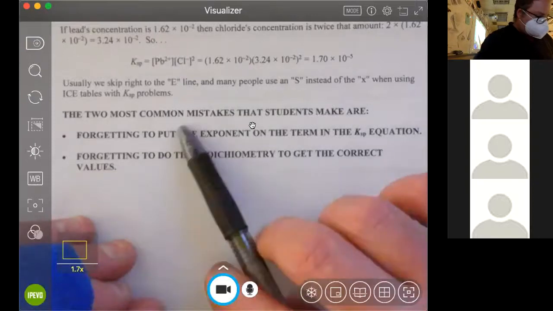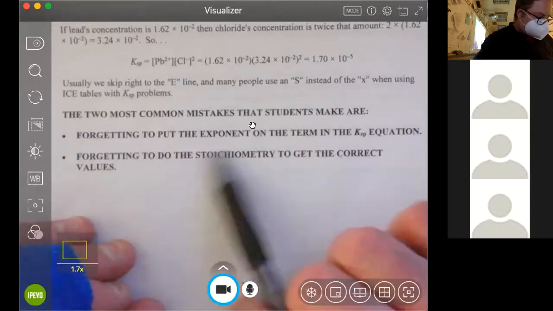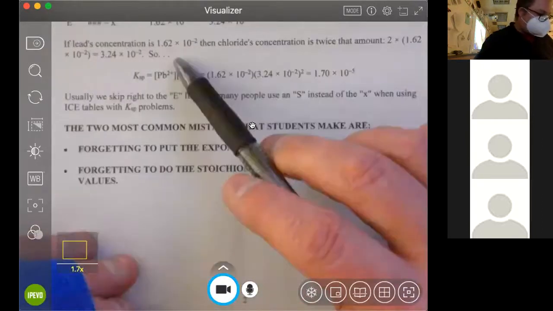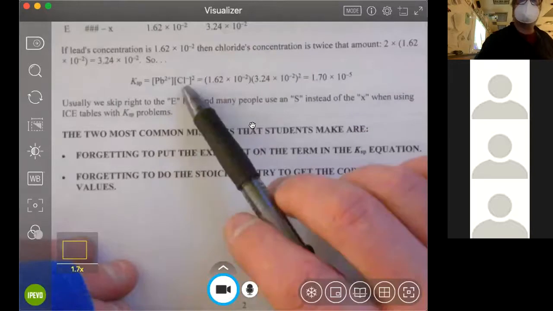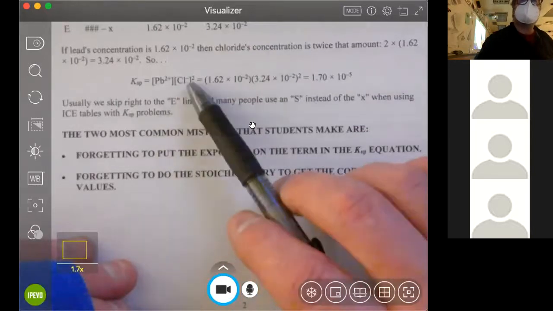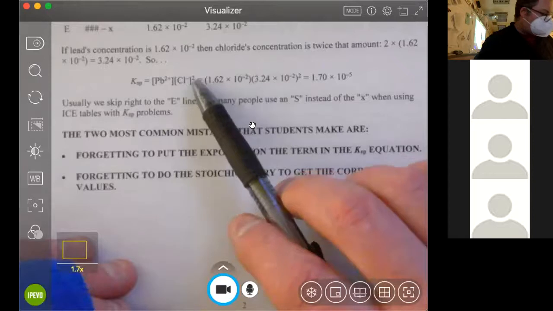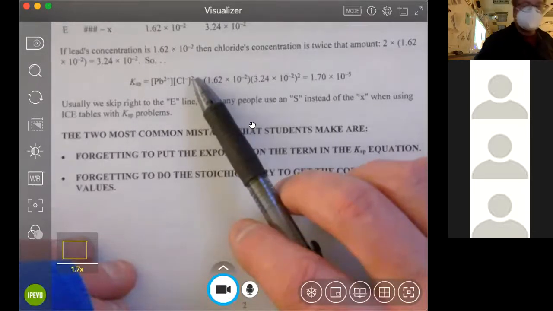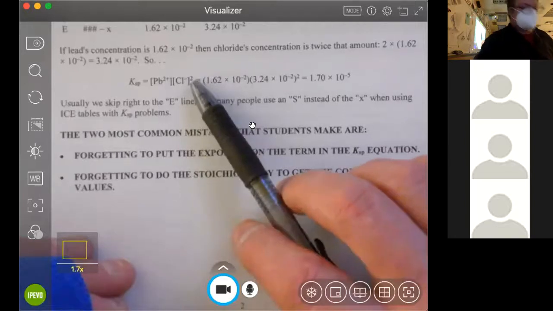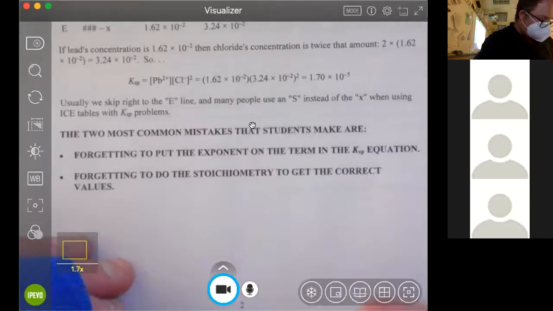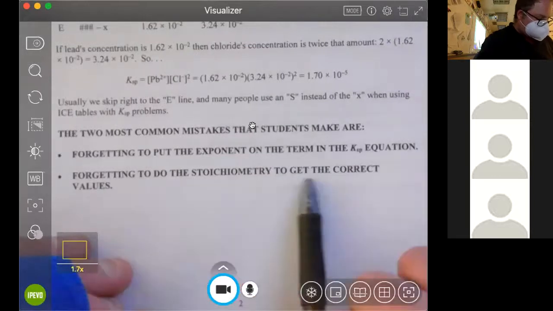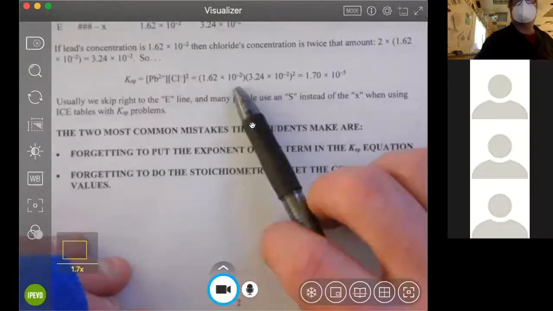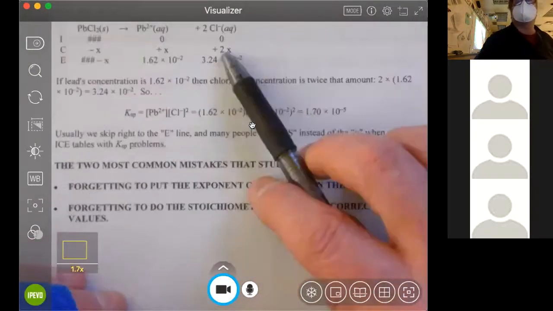The two most common mistakes: the first is forgetting to put that exponent on the term. Whenever you have that 2x here, when you put that on the top of the KSP, you need to make sure that you square it. I find myself making that same mistake. It's one of those things where if your mind's not into it and it's wandering, you might forget that. And the second is forgetting to do the stoichiometry to get the correct values. After they find x, they forget to go back and say, oh right, we have to have 2x of that.